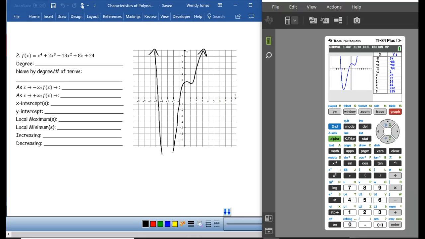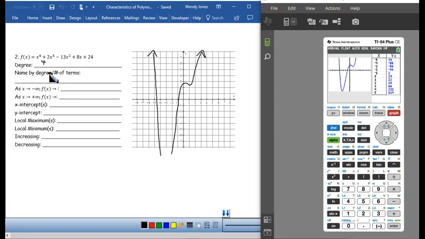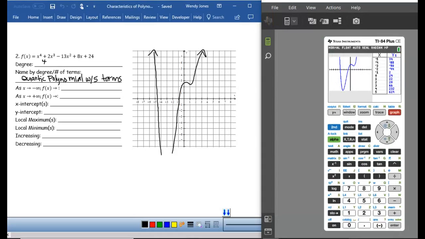All right, let's go ahead and start identifying some of the characteristics of this graph. The first thing is the degree. As long as your polynomial is in the correct order, your exponent at the front, your largest exponent, will be the degree of your polynomial. We're going to name this polynomial by its degree and number of terms. Since it has a degree of 4, it is quartic, and it has 5 terms, so it is a polynomial with 5 terms. Now it's time to talk about the end behavior.